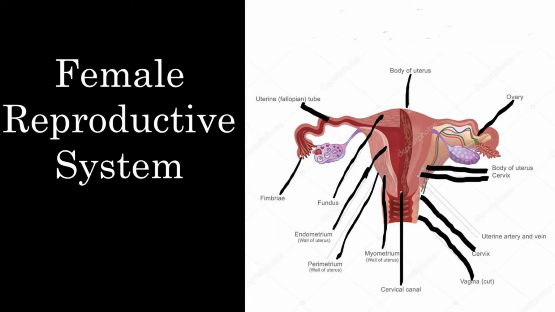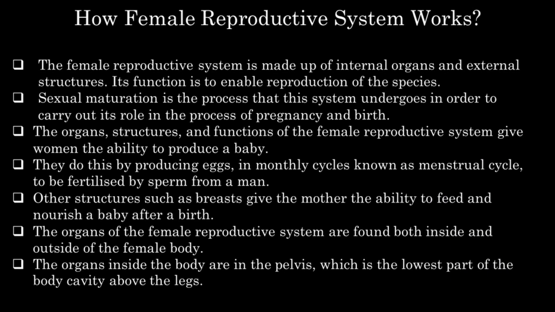This is the diagram of the female reproductive system. So how does the female reproductive system work? The female reproductive system is made up of internal and external structures. Its function is to enable reproduction of the species. Sexual maturation is the process that this system undergoes in order to carry out its role in the process of pregnancy and birth.